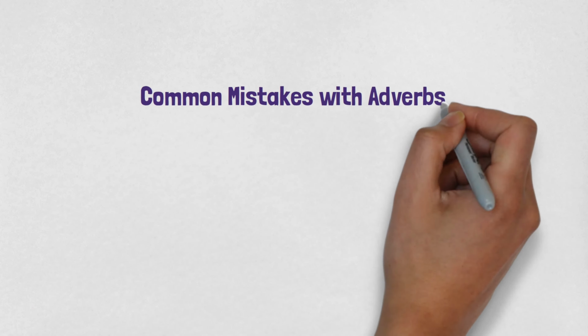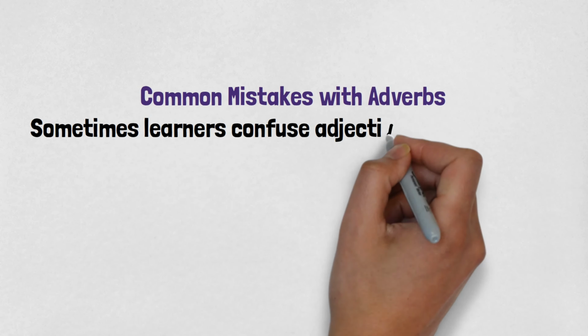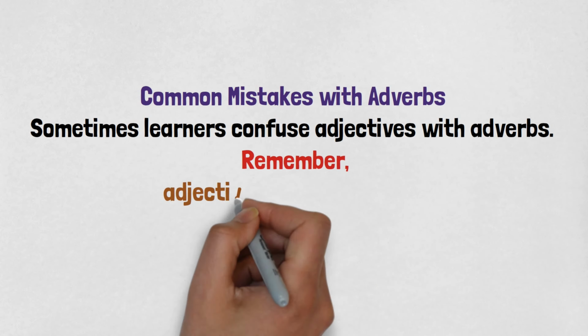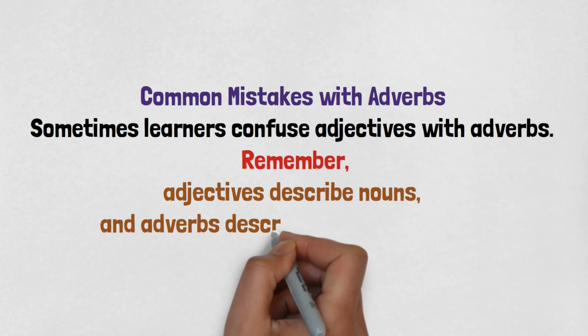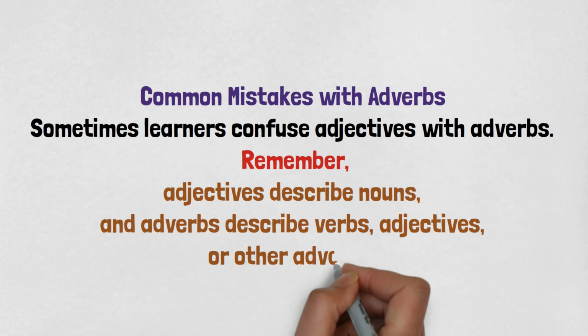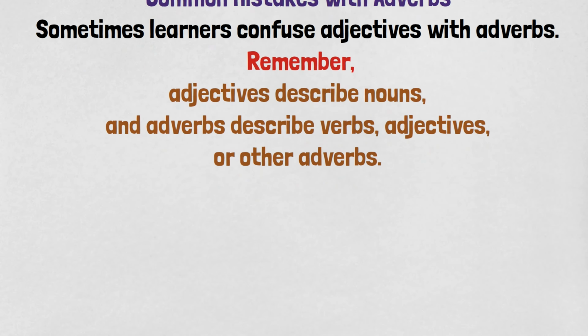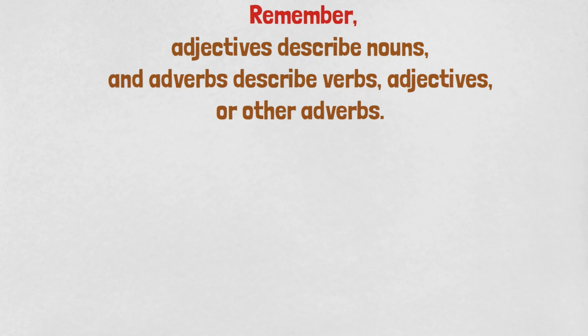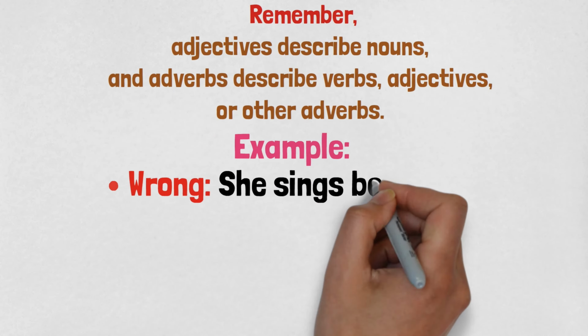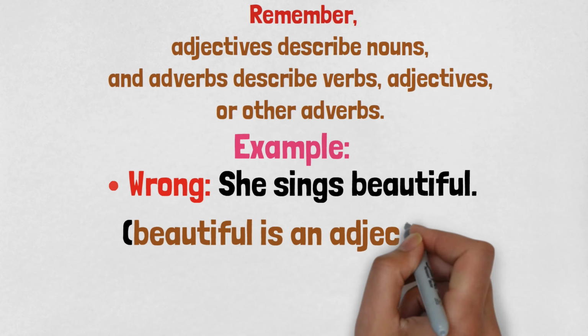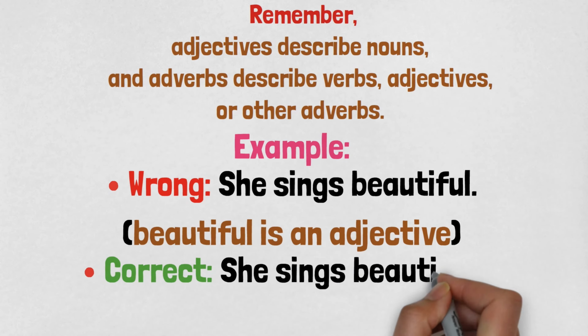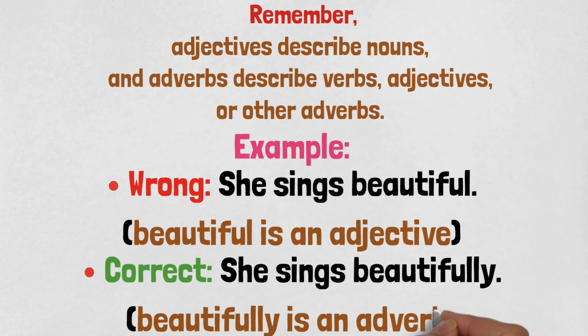Common mistakes with adverbs. Sometimes learners confuse adjectives with adverbs. Remember, adjectives describe nouns and adverbs describe verbs, adjectives, or other adverbs. Example, wrong, she sings beautiful. Beautiful is an adjective. Correct, she sings beautifully. Beautifully is an adverb.